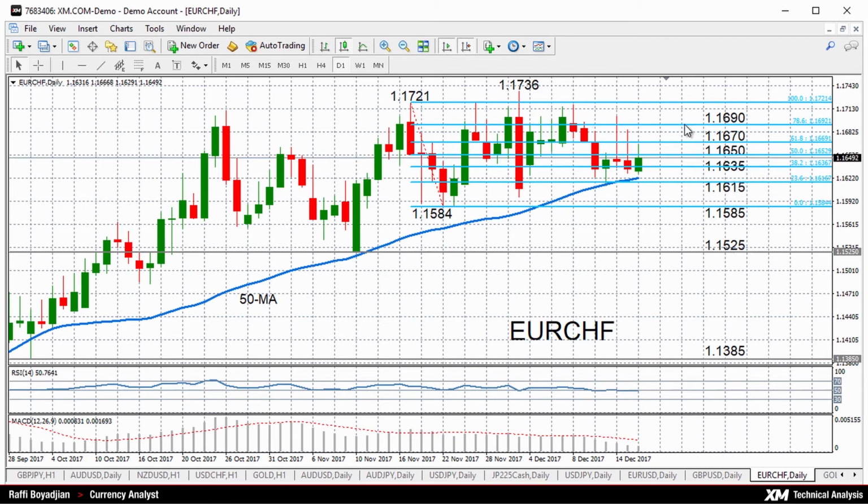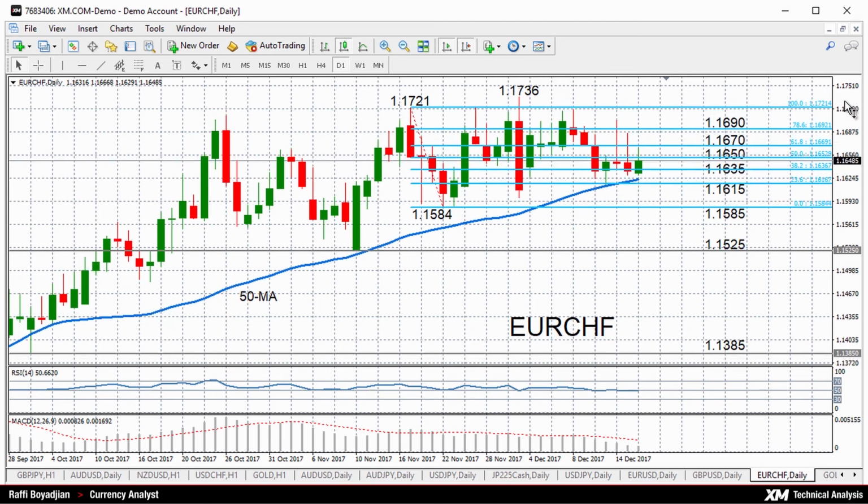To the upside, we can see several resistance areas, the 50% Fibonacci being an important one at around 1.1650, although it is currently trading just below that. The intraday peak was at the next Fibonacci at 61.8% retracement of the down leg from 1.1721 to 1.1584 at around 1.1670, and then above that we have 1.1690 and the near 2-year high 1.1736 from late November.